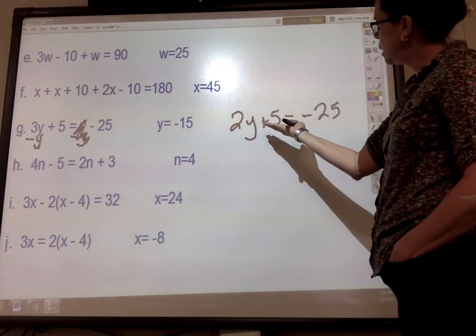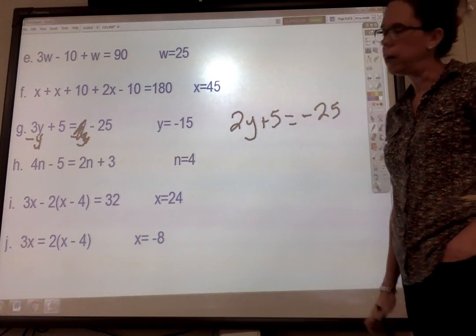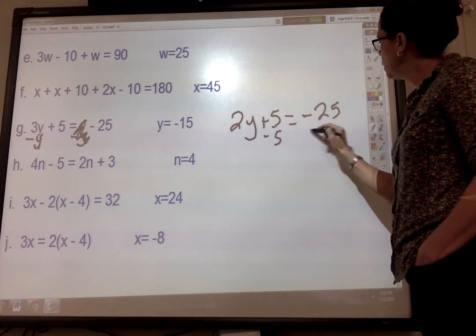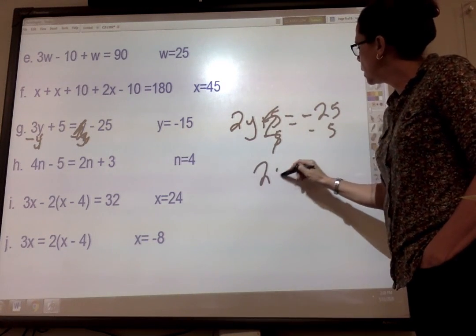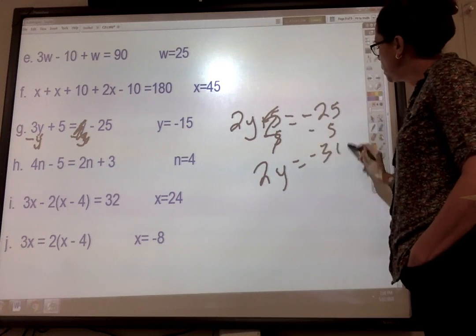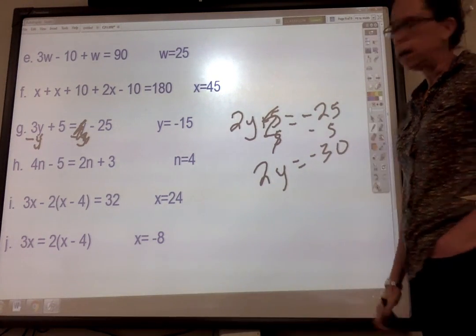What's happening to the term with the variable? It's being added by 5. How do I undo that? Subtract 5 on both sides. Now I have 2y equals negative 30. Divide by 2 on both sides. Y is equal to negative 15.